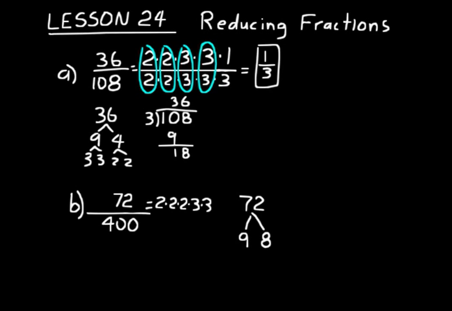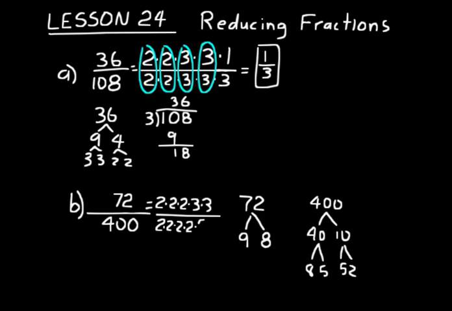Okay, and then we have 400, and we could break that into 40 and 10. 10 would break into 5 and 2. 40 we could break into 8 and 5. And we can stop there because we know 8 would end up being 2 times 2 times 2. And we'll have 2 times 2 times 2 times the 2 from the 10 times 5 times 5.